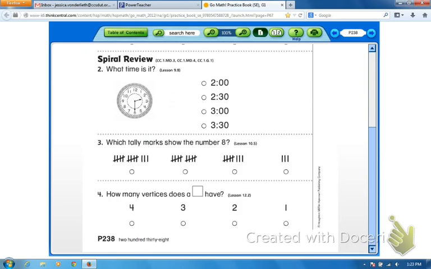And number 4 says how many vertices does a square have? Once again, vertices are our points where our two sides meet up. So our square has 4 vertices.